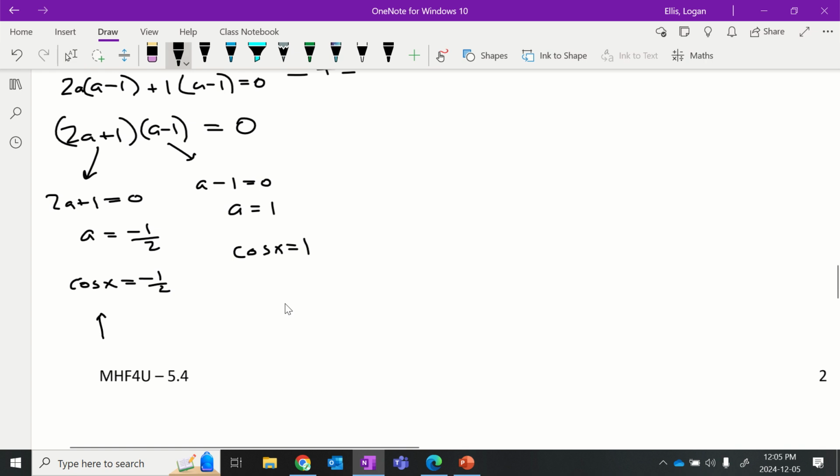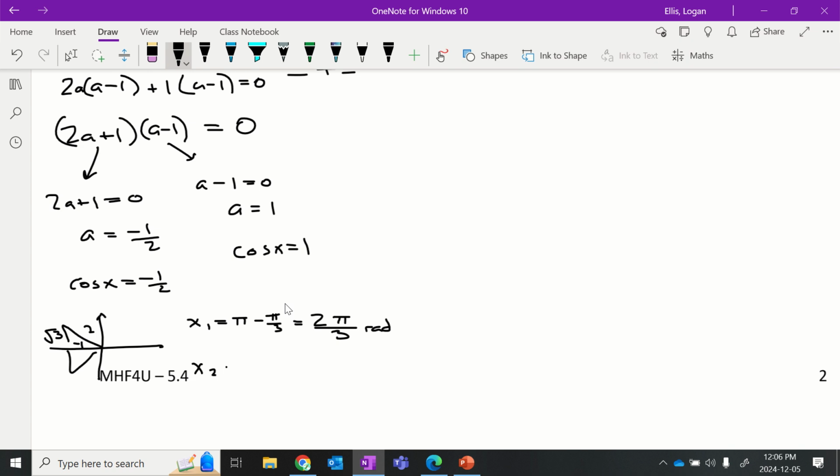If you were to solve these, they are relatively easy, just like the first ones we had. There are 2 negative quadrants for cos. Adjacent over hypotenuse, that's the 1, 2, root 3 triangle. Remember, this is going to have a reference angle of pi over 3. So your x1 is pi minus pi over 3, which is 2 pi over 3 rad. And x2, the second one there, would be pi plus pi over 3, which is 4 pi over 3 rad.